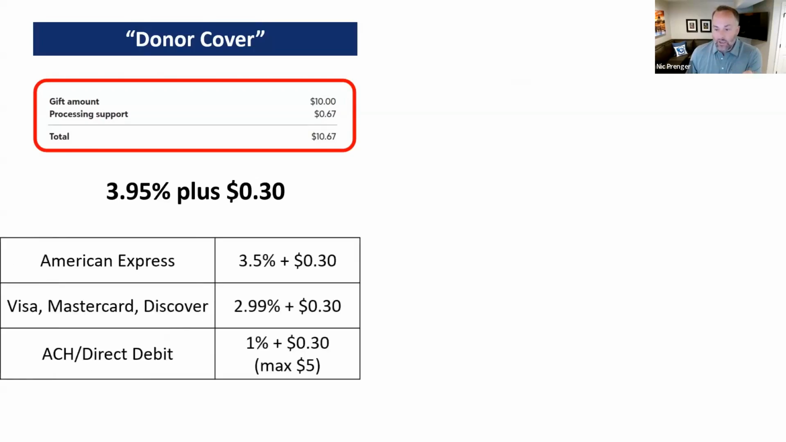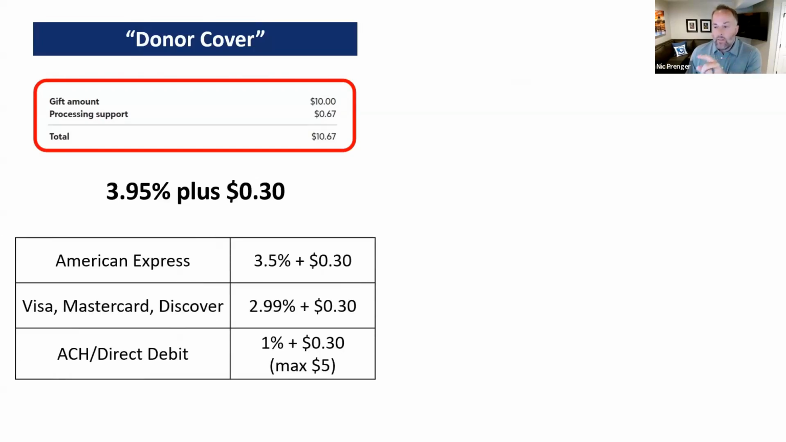3.95% plus 30 is what's getting charged no matter what. What I put on the screen is Blackbaud's posted rates for BBMS, as of yesterday when I put the slides together. So they're basically charging the Amex rate. And if you know a lot about this, Amex charges a higher rate, Visa and MasterCard are a little bit lower, ACH and debit is lower. So you might be used to getting different rates and fees depending on what the donor does.